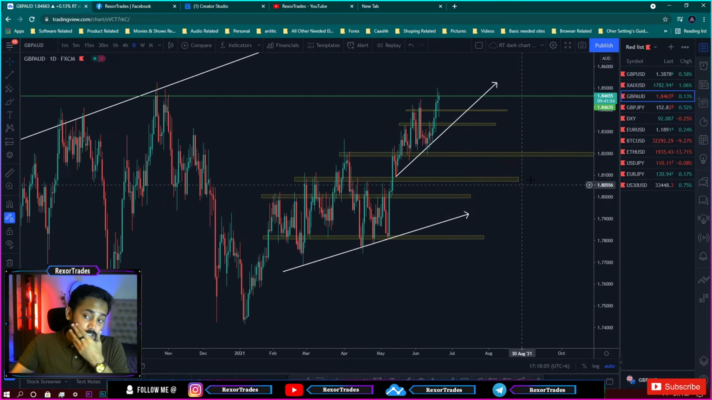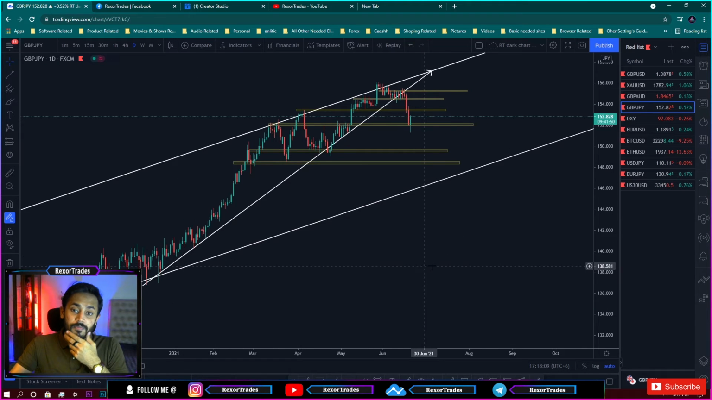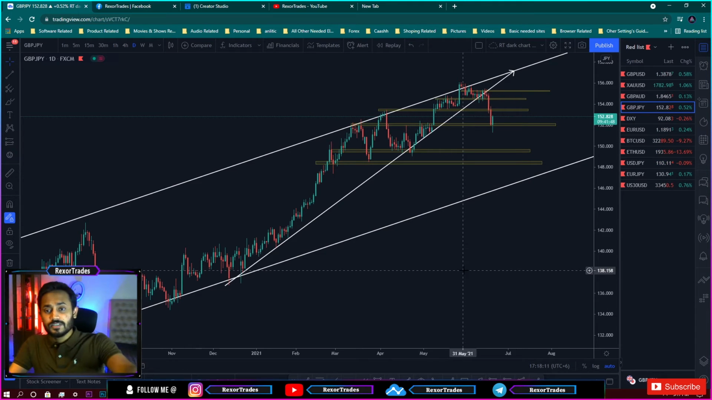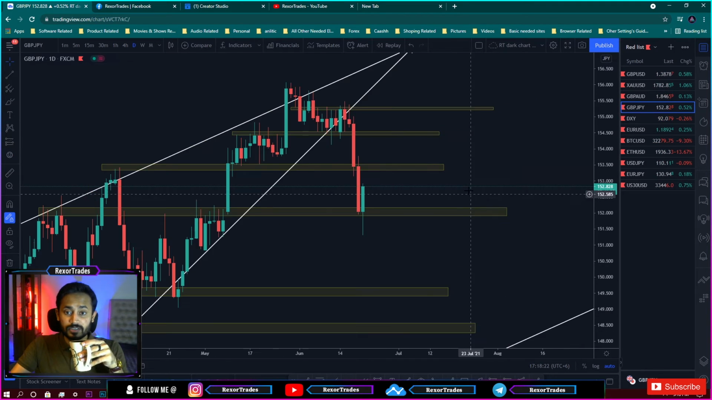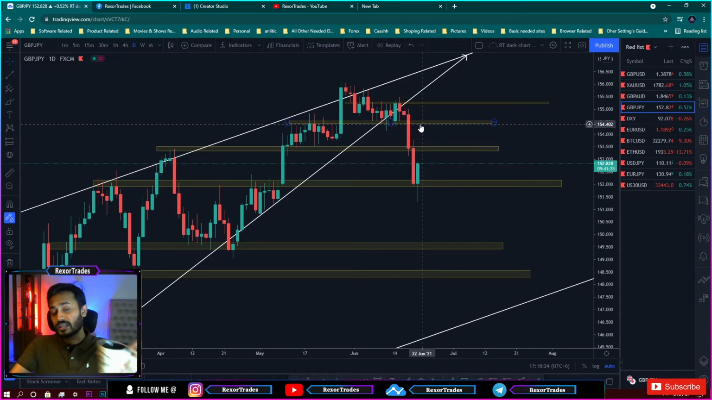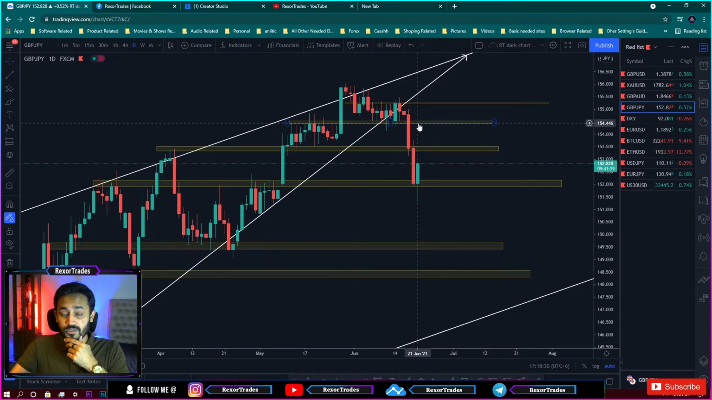Now we're going to go towards the GBPJPY chart. So on a daily time frame on the GBPJPY chart, you can see GBPJPY broke out of this triangle pattern over here, it broke below this trend line as well, and also this important key zone over here. We marked it on our last week's market analysis, that GBPJPY might be breaking and closing below this zone.